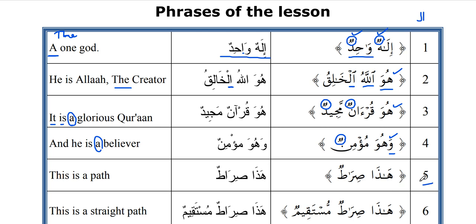The fifth phrase, هذا صراط. Now the next we will learn about the ism al-ishara, or in English you can say the demonstrative pronoun, and this is for male and this is for singular. So whenever I write m/s, that means male singular. So هذا, now هذا has a small alif.